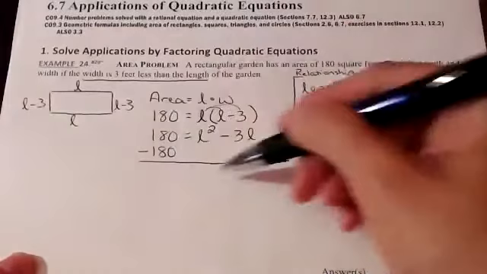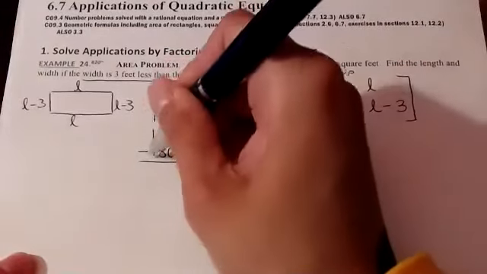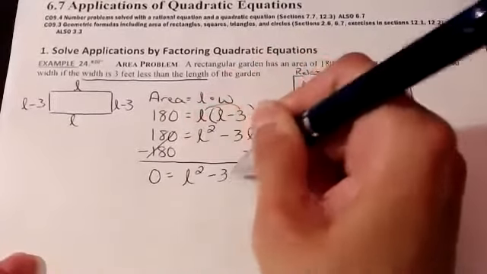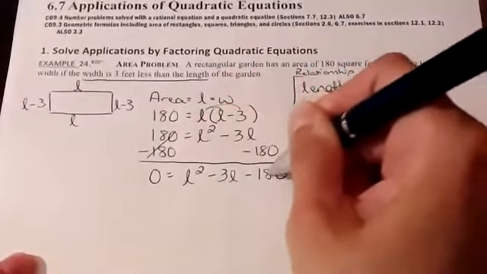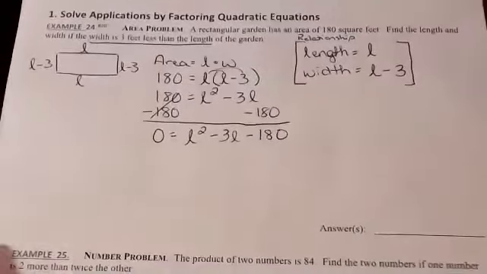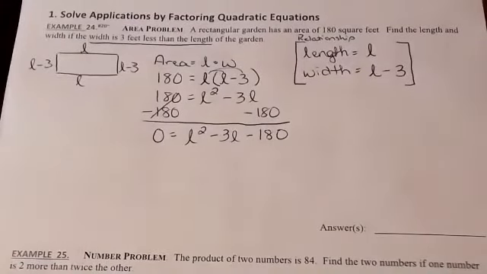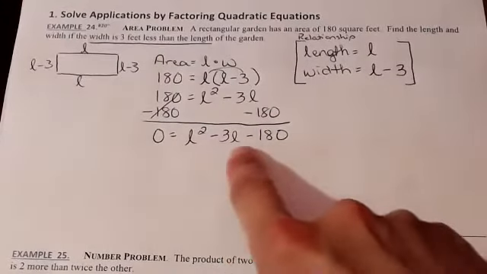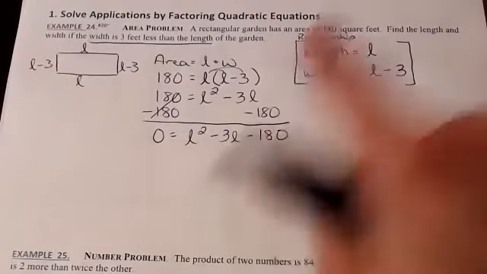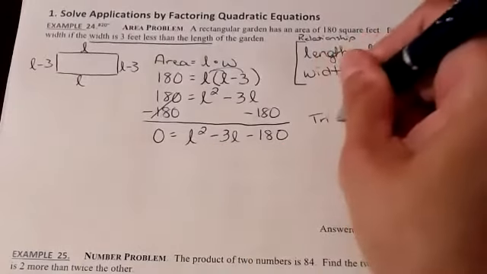By bringing over the 180, notice these cancel and it leaves you with a 0. Does this look familiar to you all? I hope so. This is your polynomial equation. We learned how to solve polynomial equations by factoring. Shane, which factoring technique would you use in this case? Trial and error. Yes, Jose, perfect. We're definitely going to use trial and error.